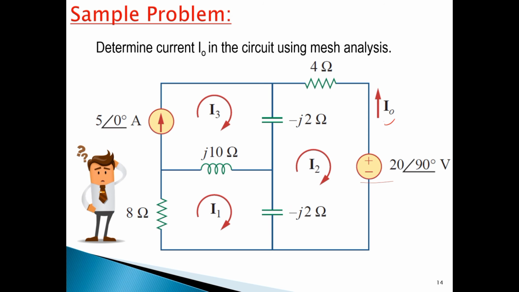So let us apply these steps in the sample problem. We have to determine here the current I0. So current I0 is here, and as you can see, this is similar to the mesh current I2, but in the opposite direction. Therefore, we can say that I0 is equal to negative I2. We have three meshes, so we'll be having three equations and three unknowns.